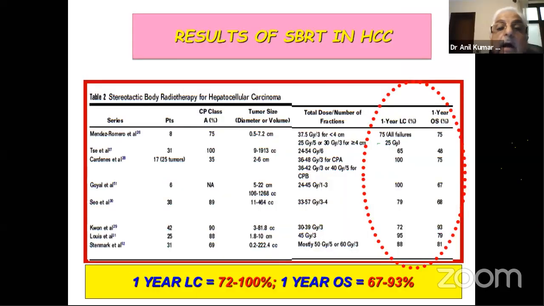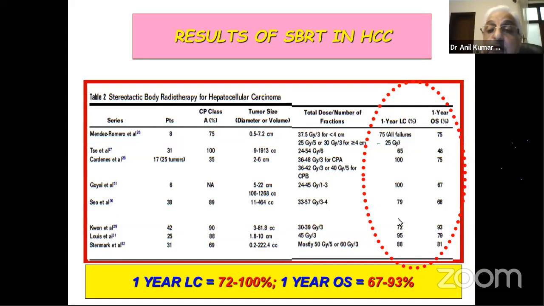Okay, now coming to some of the results, which are good with SBRT. You can see 1 year local control in the range of 80%, 90%, 100%. So local control is very good, but still survival is short, 1 year overall. So why is survival short if the local control is so high?